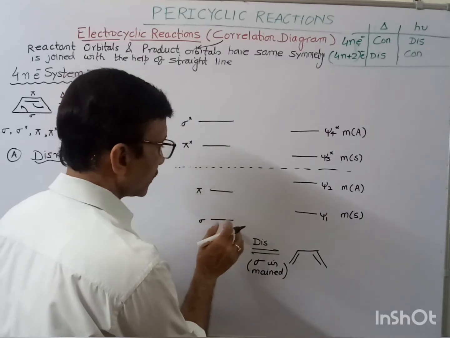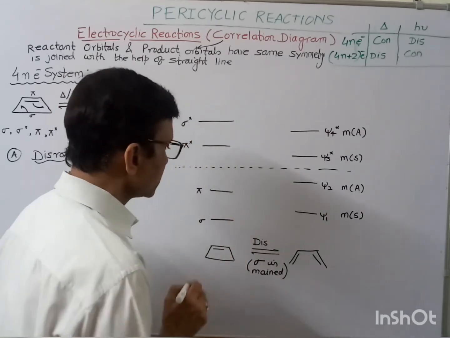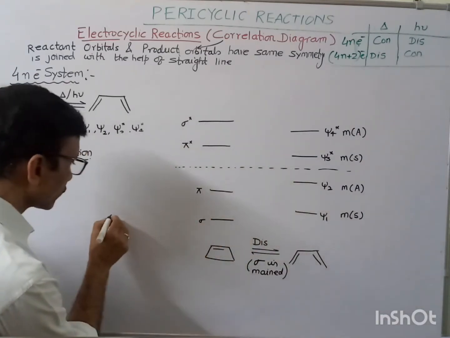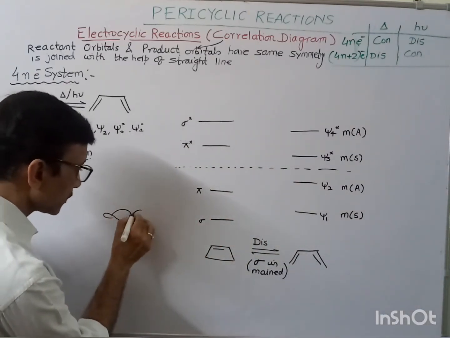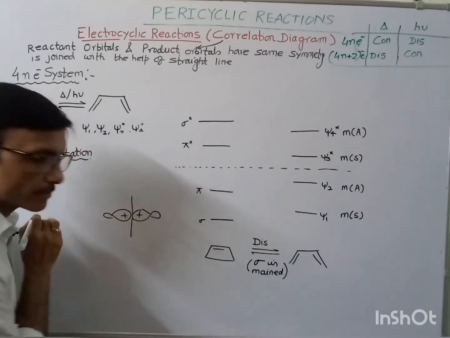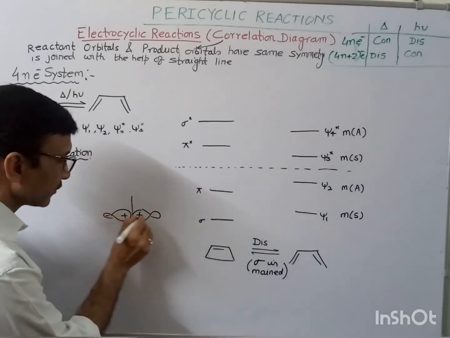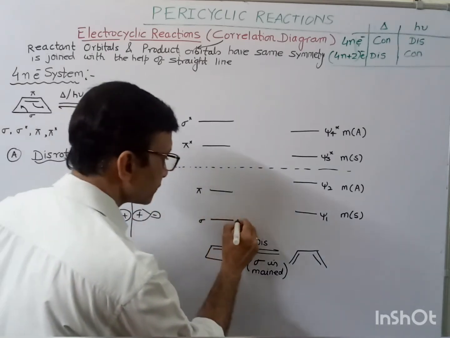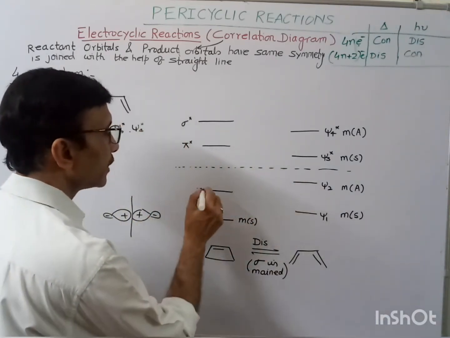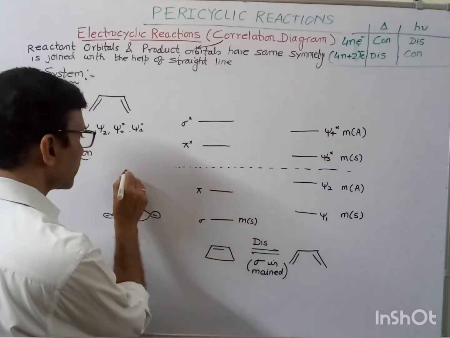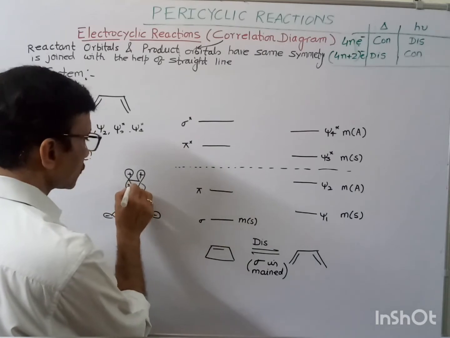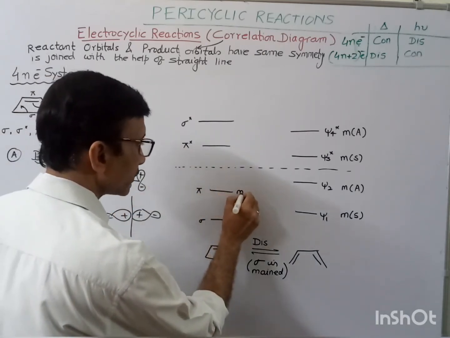Okay, now let's see for this one. For this, this is sigma. Sigma, if you will see, then this is symmetric with respect to mirror plane. What was the sigma? This is plus, plus, plus, plus. If you pass the mirror in the middle, then what you will find, this is symmetric with respect to the mirror plane. If you will see pi, then this is also symmetric with respect to mirror plane.